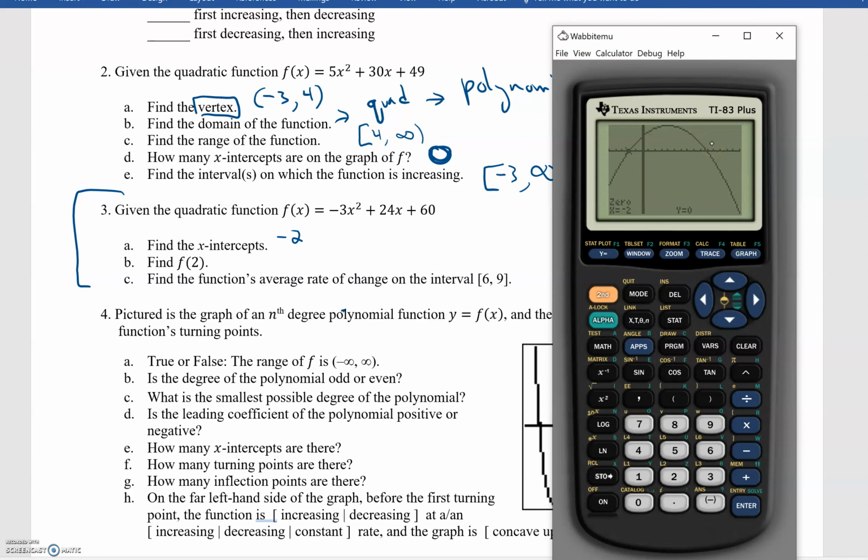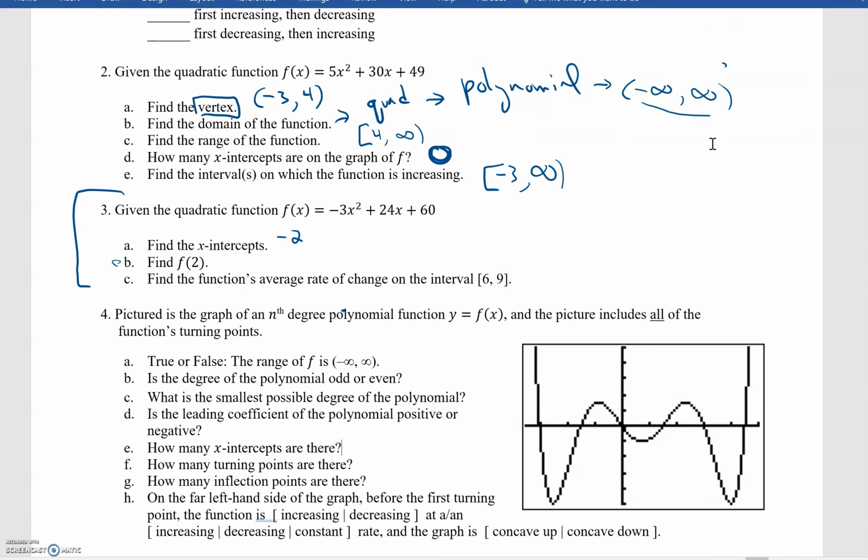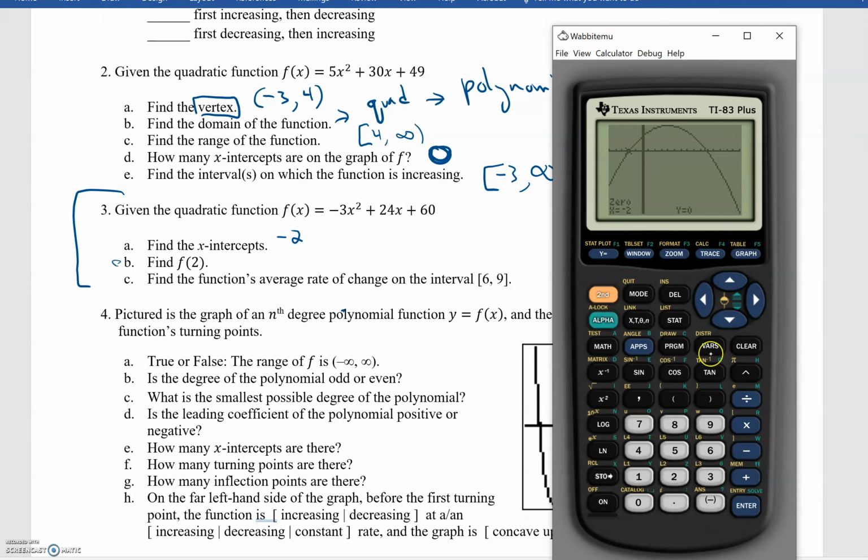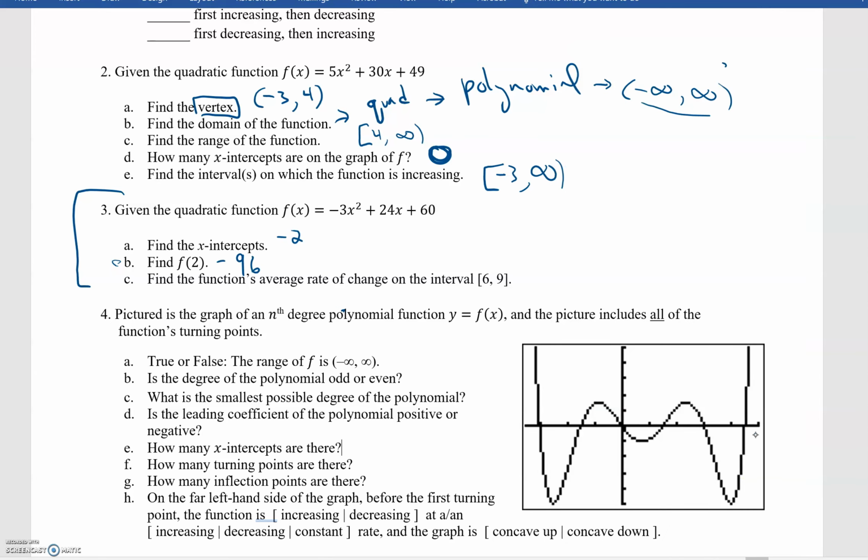All right, let's move on to part B, f of 2. So there we want to evaluate the function. So that's vars, y vars, y. Now notice here I made a mistake. I forgot to exit the screen. So let me make sure you actually exit the screen. Evaluate the function at 2, and we get 96.